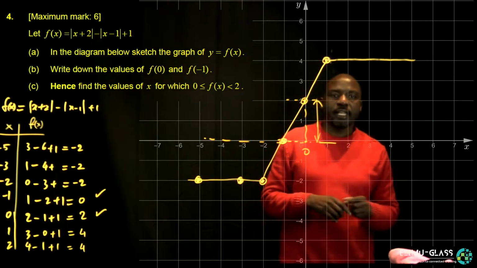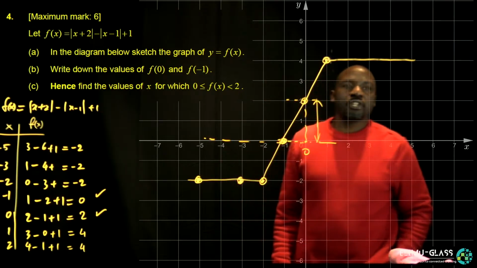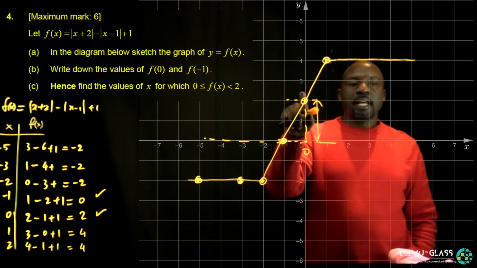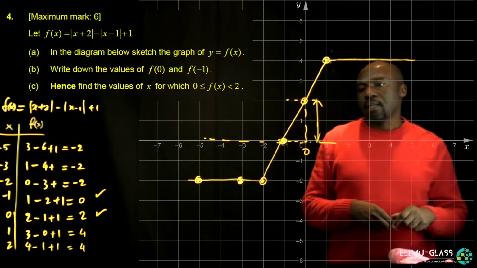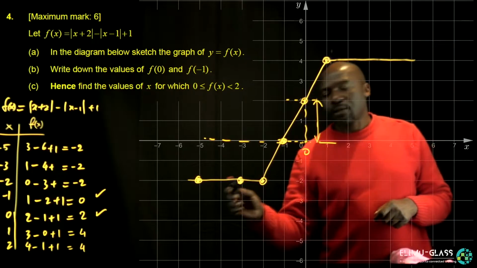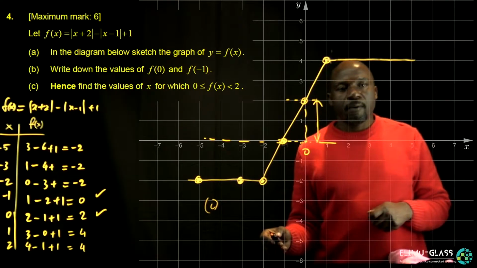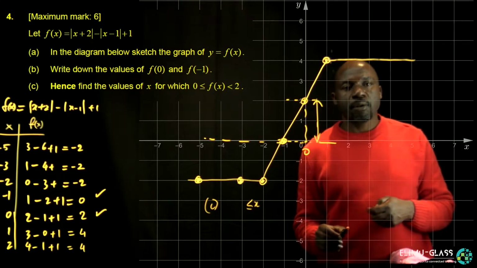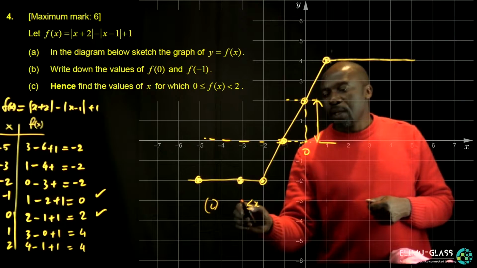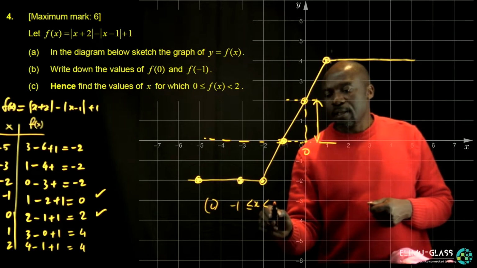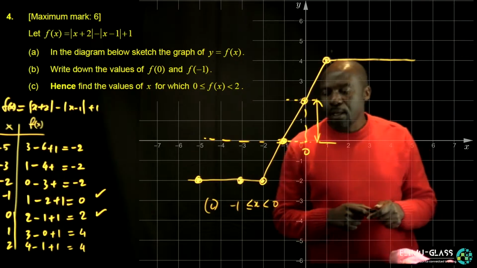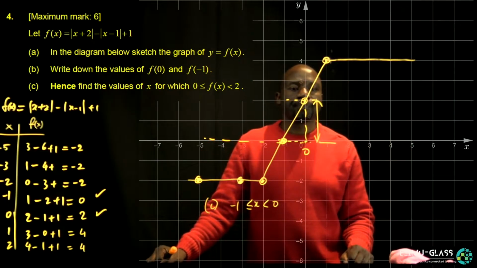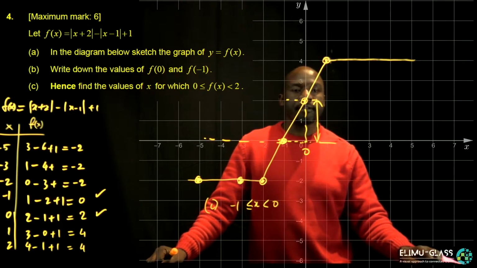And so the last question says, hence find the values of x for which f of x lies between 0 and 2. And clearly the values of x, so this is for part C, the values of x must lie between -1 and 0, less than or equal to 0 and greater than -1. Okay, and so that would be the answer to question 4. Okay, we'll look at question 5 next.